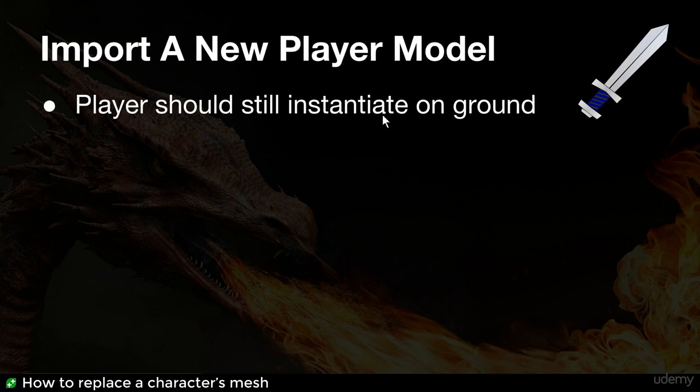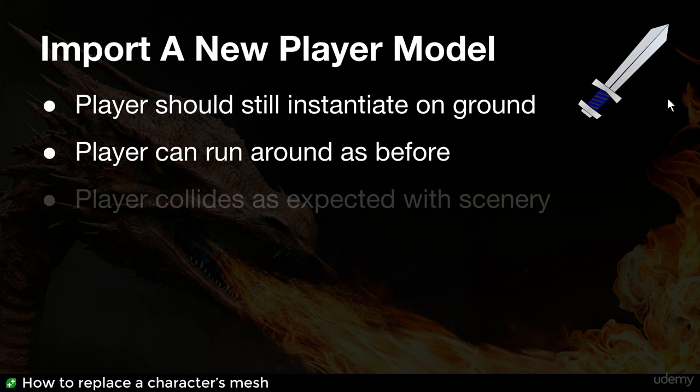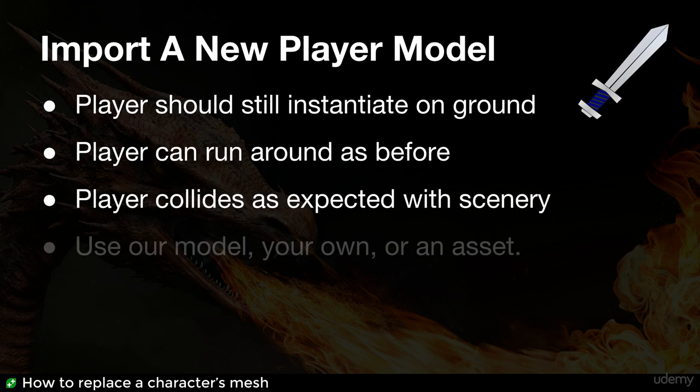Import a new player model. Player should instantiate on the ground when you put them in. Player can run around the scene as before. This is the specifications of your challenge. The player collides as expected with the scenery, and use our model, your own model, or an asset from an asset store. Go ahead, integrate that, and maybe drop us a quick screenshot in the Q&A. That would be great, of your player with a different mesh on it in the scene.